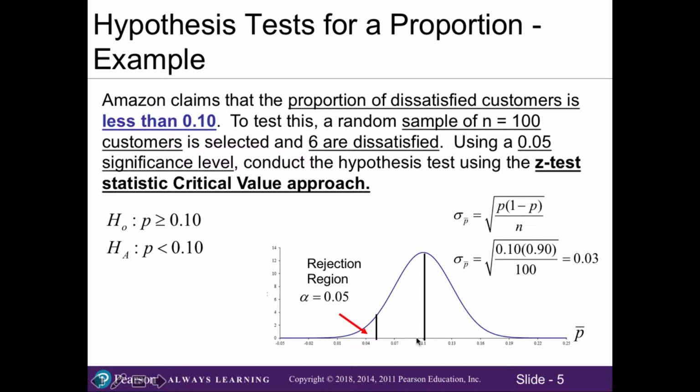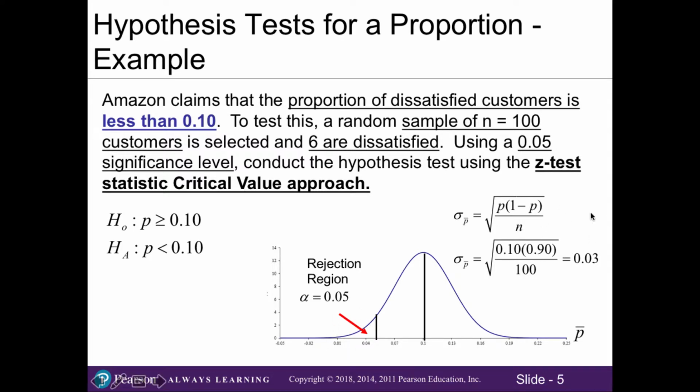So what we're really testing for is our proportion of people that are dissatisfied with Amazon are in this lower tail, because my less than symbol points to the left. So I'm going to be focused on the left side. So this is a one-tailed, lower tail test. We are going to test to see whether or not Amazon's claim is true.